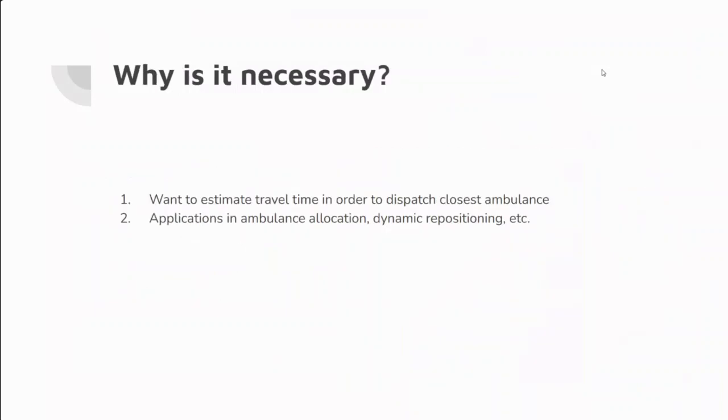Why is this estimation necessary? The first thing that comes to our mind is that we need to dispatch the ambulance that will take the least amount of time to reach the incident location. Some other applications would also be the allocation of multiple ambulances that we have in the discrete bases that are spread across the city.